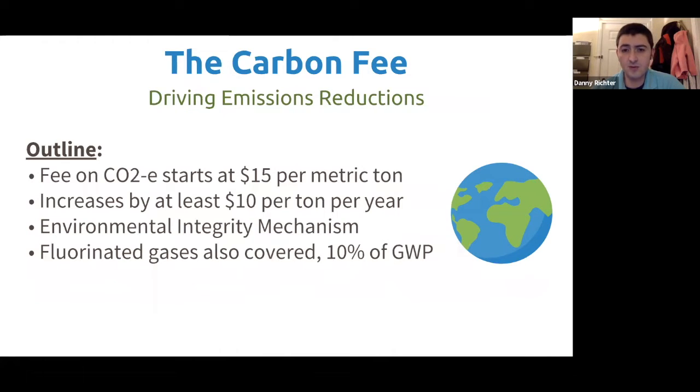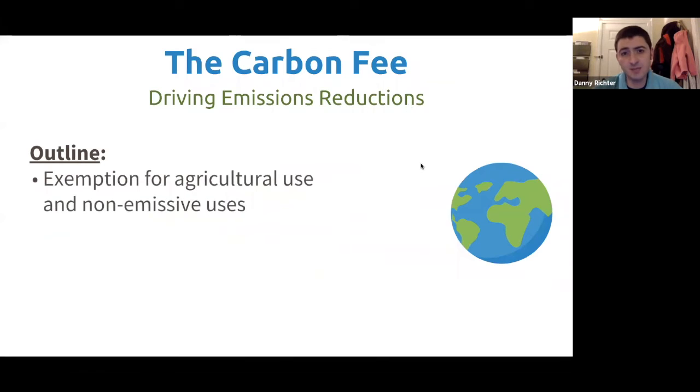Fluorinated gases are also covered, but at 10% of the global warming potential of that fluorinated gas. We feel good about that. Spain, for example, put a fee on fluorinated gases in their country, and in 1 year they saw a 50% reduction in those gases. So we feel like we can get the emissions reductions we need without a higher price, and we feel very good about that. There is an exemption for agricultural uses and non-emissive uses.